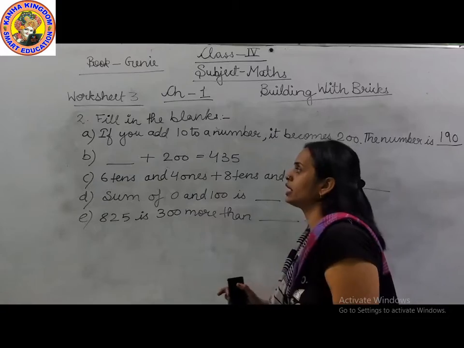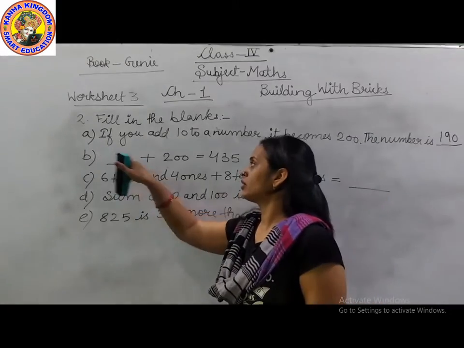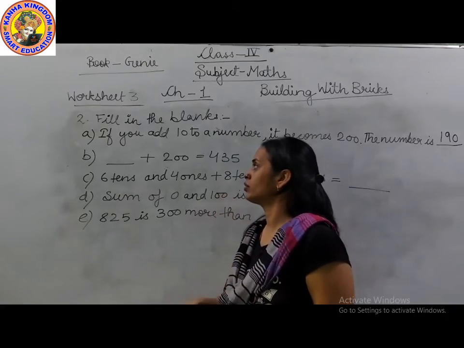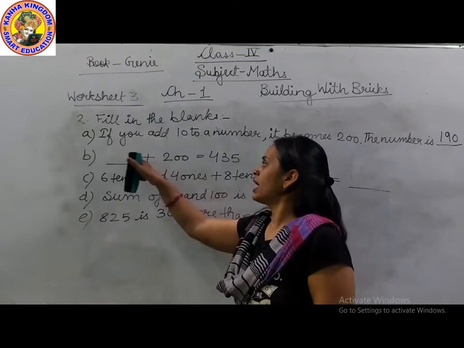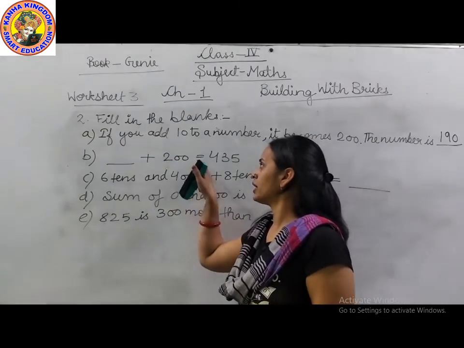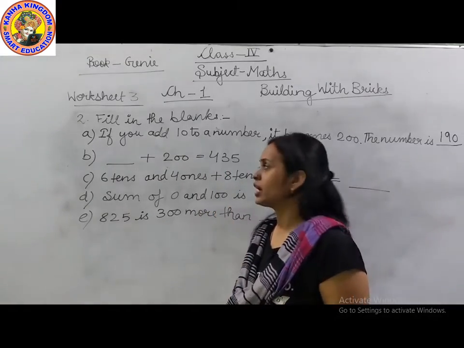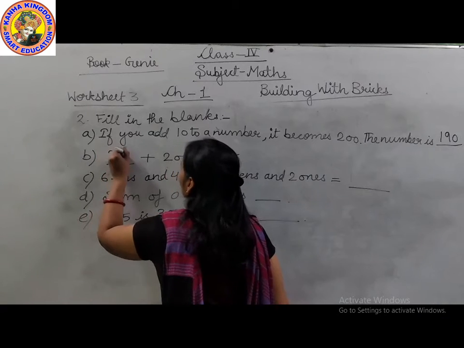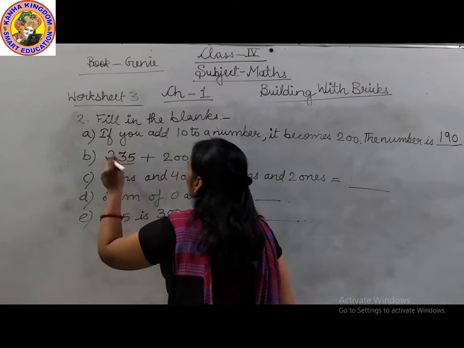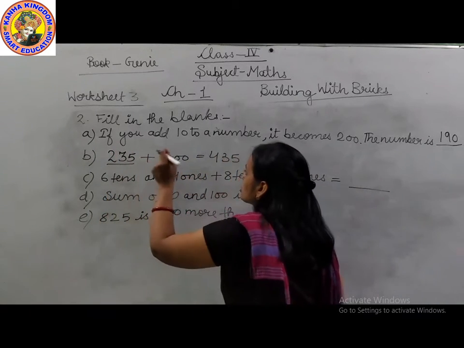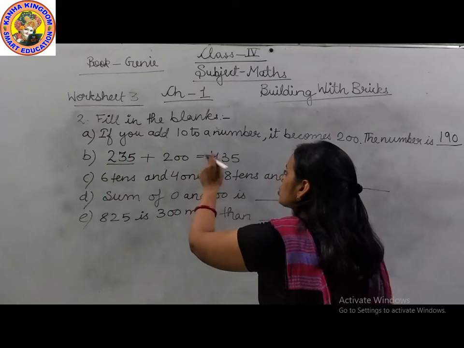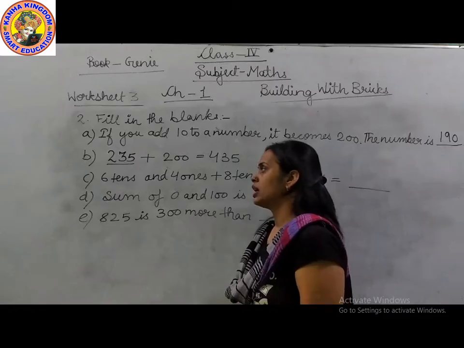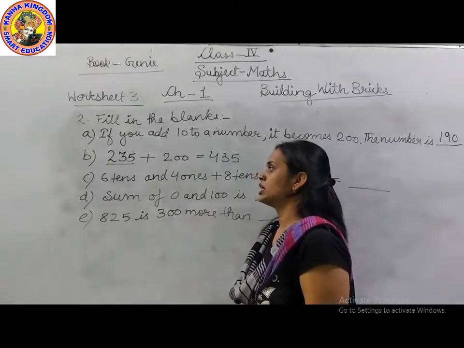Now next is blank plus 200 equals 435. Blank plus 200 equals 435. So our answer is 235. 235 plus 200 equals 435. Okay.